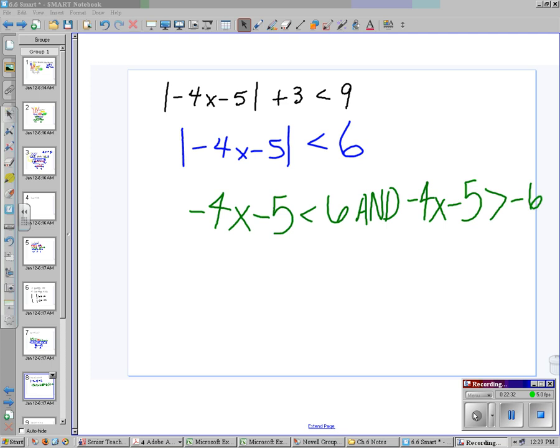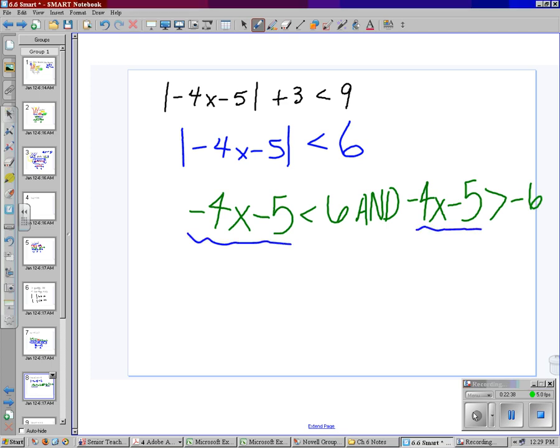We can do that, because this negative 4x minus 5 and this negative 4x minus 5 aren't they the same thing? Yes, no? Yes? Put it in the middle then. Negative 4x minus 5, I'm putting that in the middle. Where do I put the small number? On the left. So I'm going to put the negative 6 over here. And where do I put the large number? On the right.